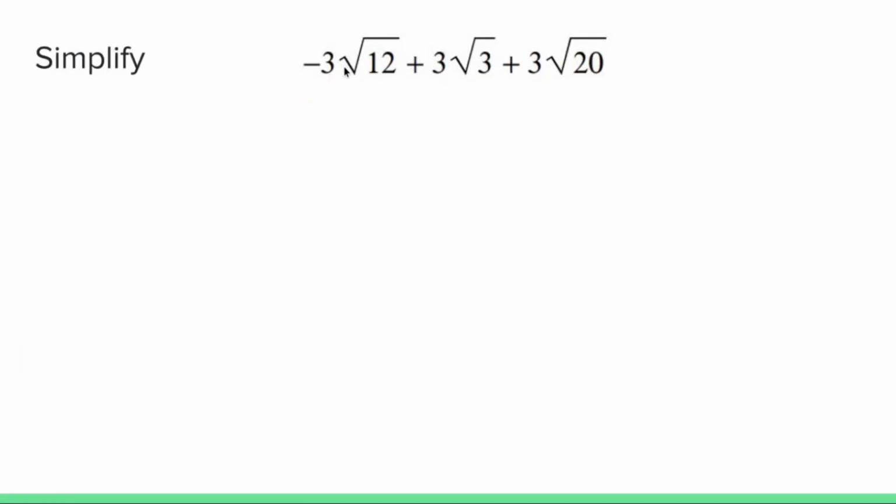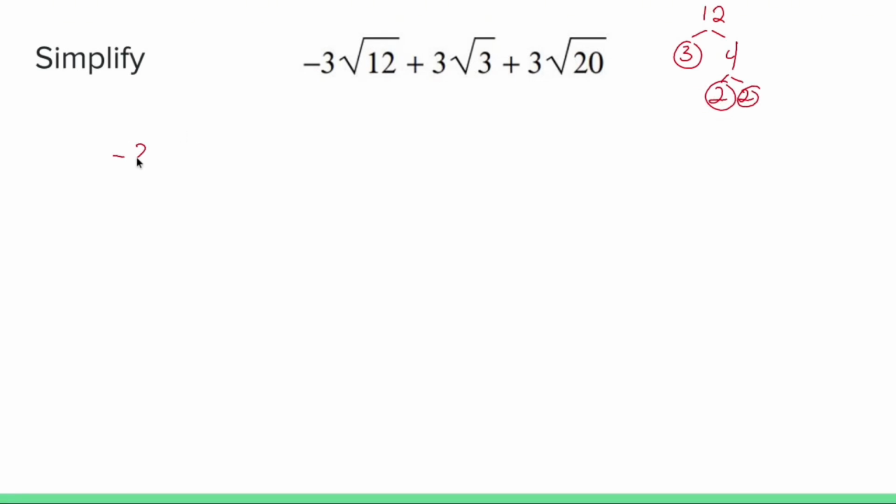Simplify negative 3 times the square root of 12 plus 3 times the square root of 3 plus 3 times the square root of 20. Right now, at this very moment, there's nothing you can do. But what we're going to try to do is see if we can simplify each of these square roots and maybe add like roots, kind of like combining like terms. So 12 over here can be split up into 3 and 4, and 4 can be split up into 2 and 2.